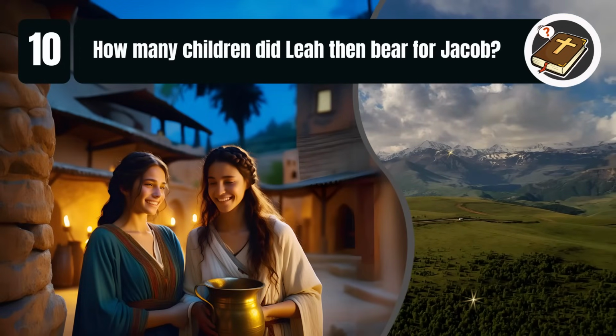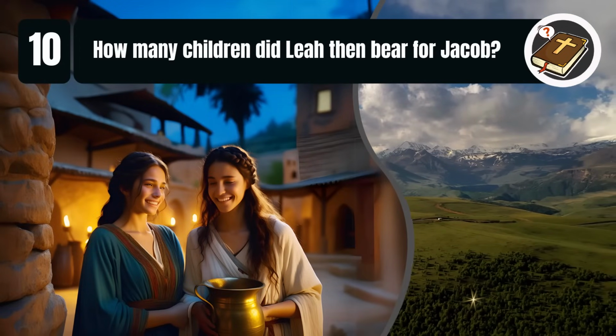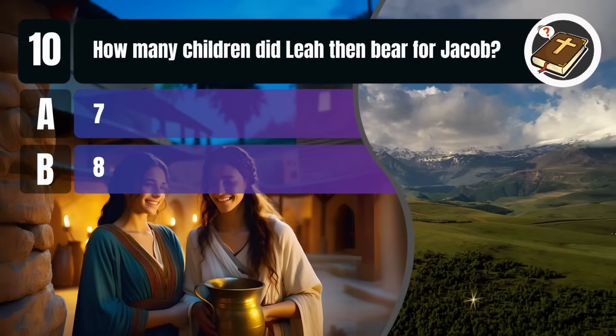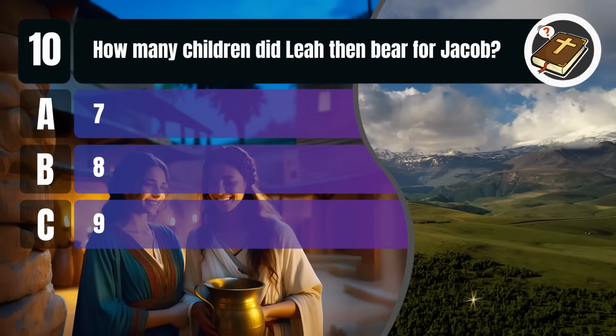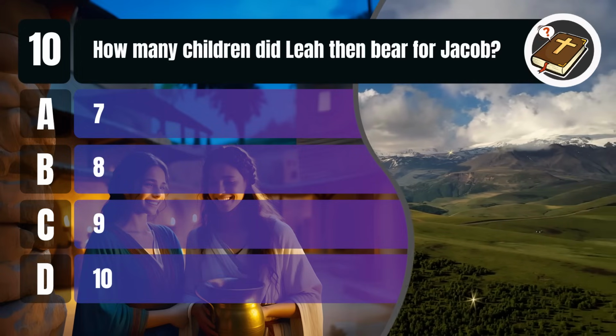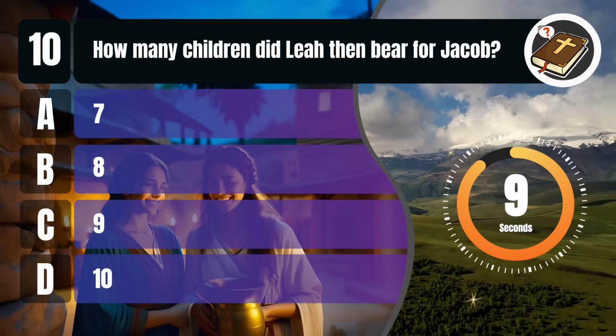Question 10. How many children did Leah then bear for Jacob? A, 7, B, 8, C, 9, D, 10. You get 10 seconds.